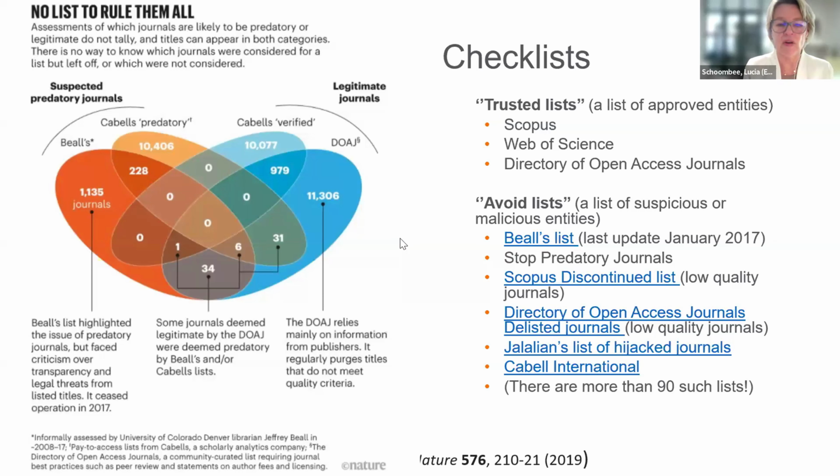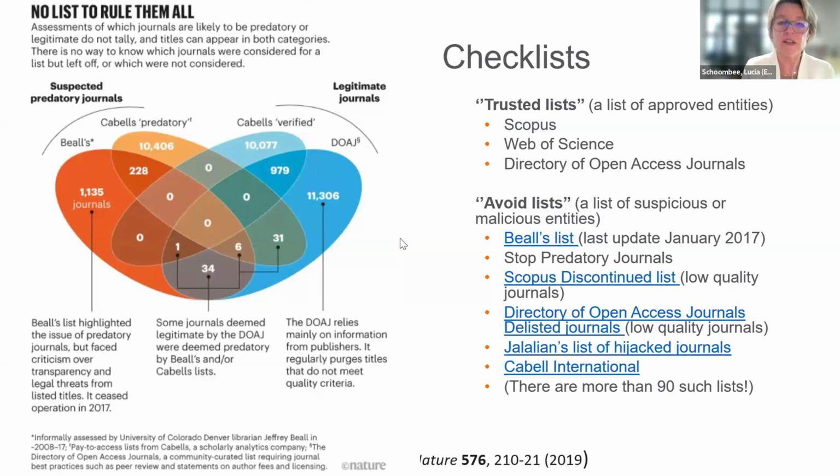I'm not saying that they are completely useless. It's just that it's a very difficult task to be aware of all the journals and for one list to be comprehensive in covering all predatory journals. So what we recommend, instead of trying to keep up with all the different predatory lists, is to use the trusted lists, right?